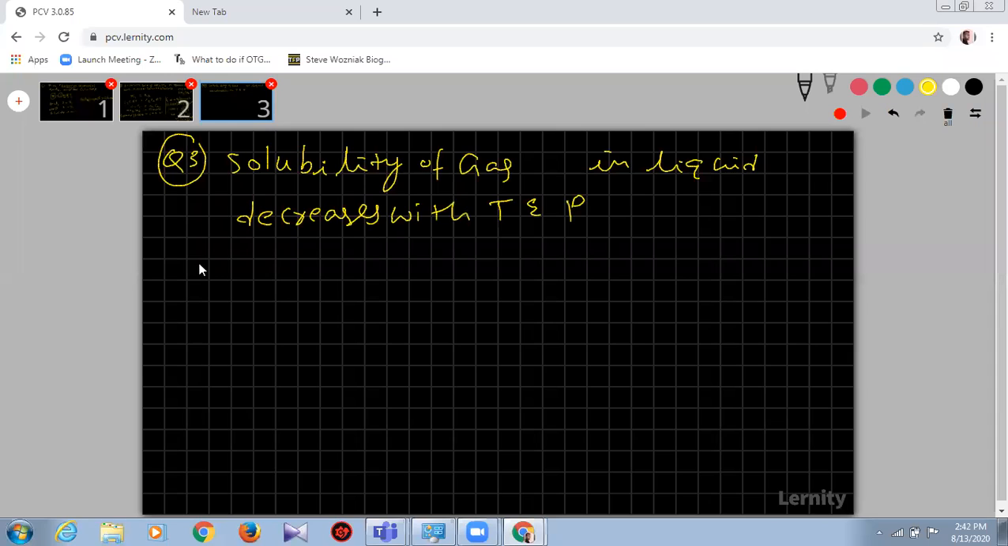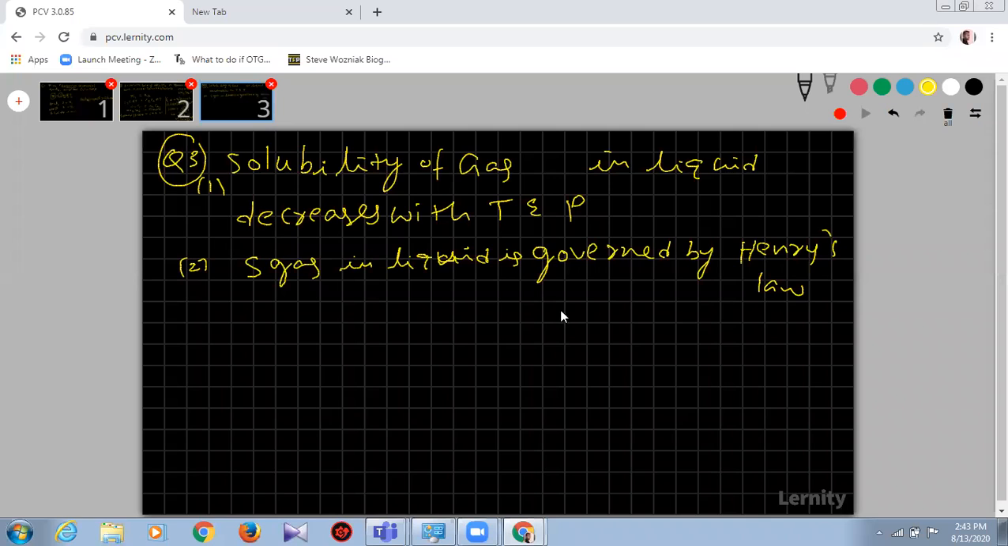Next, the second statement. Incorrect statement, the second statement is given. The solubility of gas in liquid is governed by Henry's law. So this is the second statement.